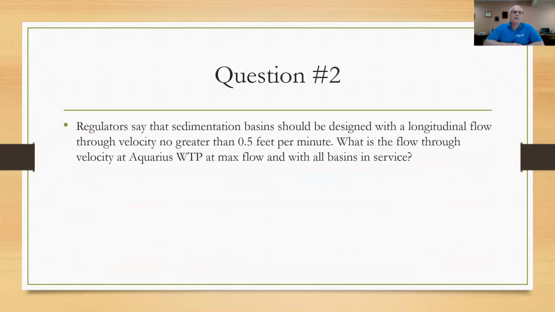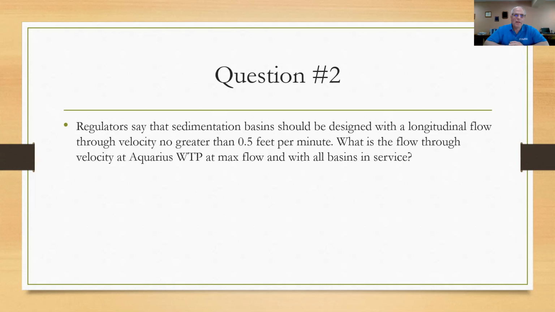Question number 2 tells you that the regulators say that basins should be designed with a longitudinal flow-through velocity no greater than 0.5 feet per minute. A longitudinal flow would mean the plane would be the width of the basin times the depth of the basin. So that rectangular unit cut out by the width and the depth, think of it as flowing through the basin this way. How fast is that thing moving, basically, is what they're asking you to do.